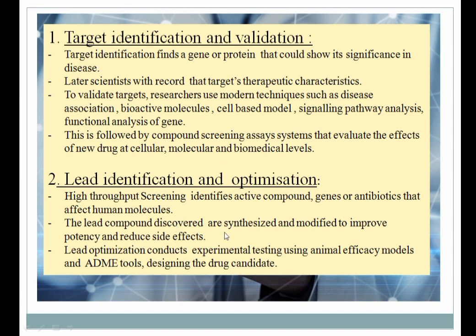In lead optimization, we conduct experimental testing, using animal efficacy models and ADME models, that is, absorption, distribution, metabolism and excretion tools. Then we finally design the drug candidate.